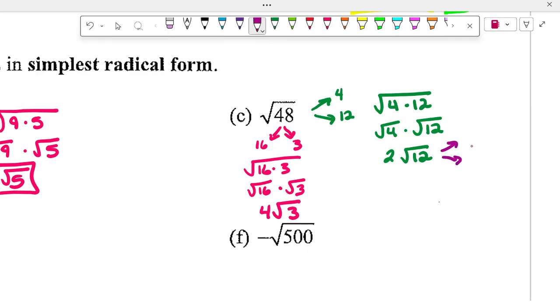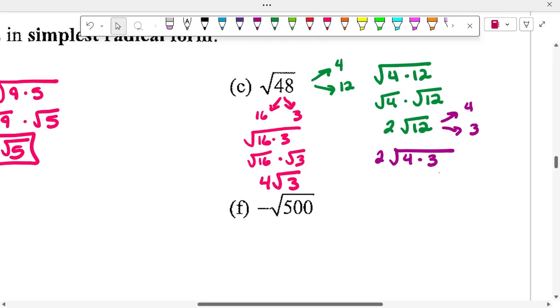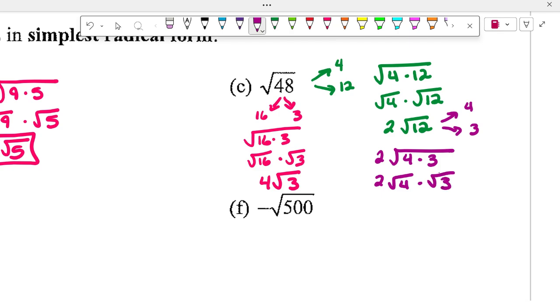So this would be 4 and 3. So I still got the 2. It still exists. Times square root of 4 times square root of 3. This would be 2 square root 4 times square root 3. Square root of 4 is? So this would be 2 times 2 times the square root of 3. So that'll be 4 square root 3.